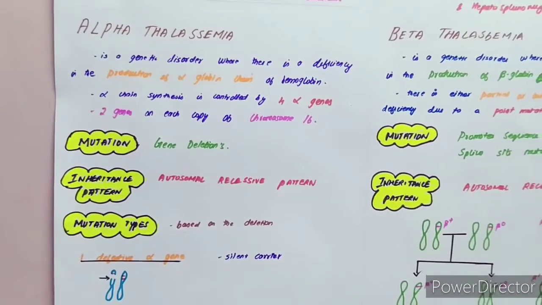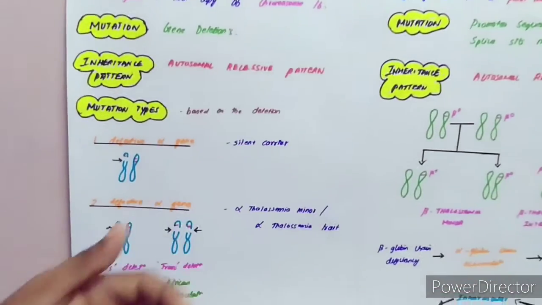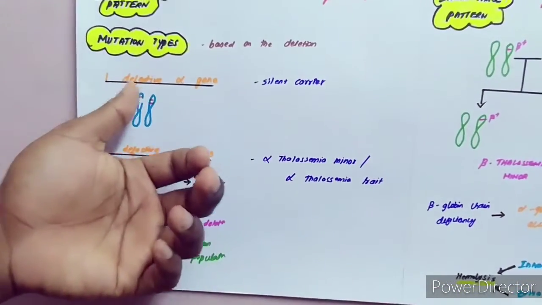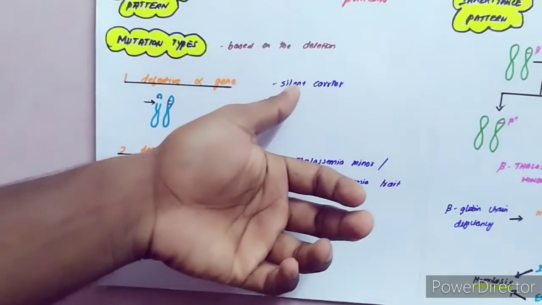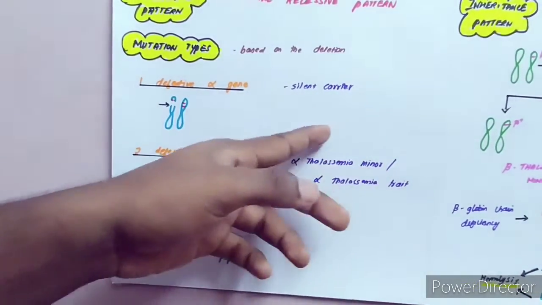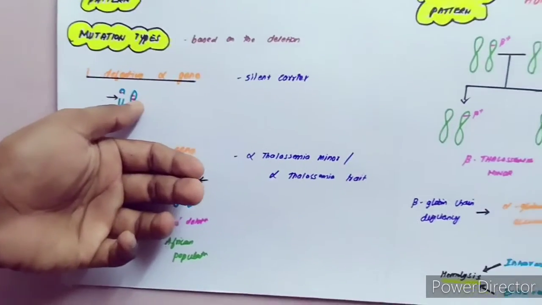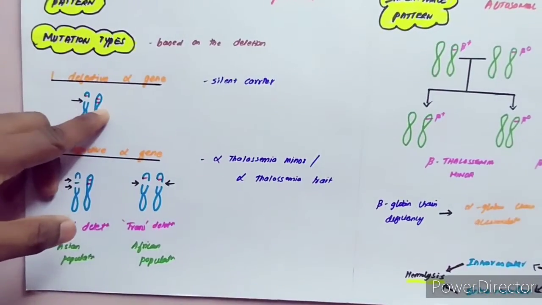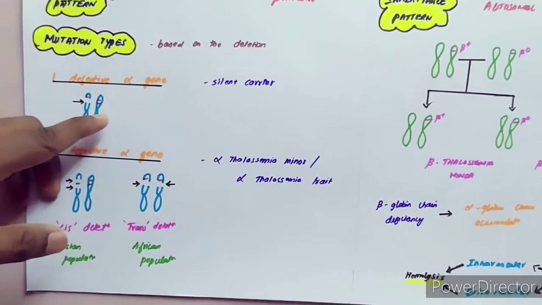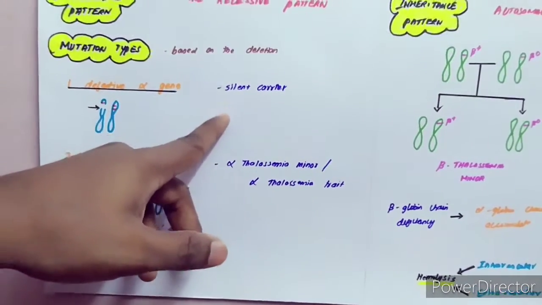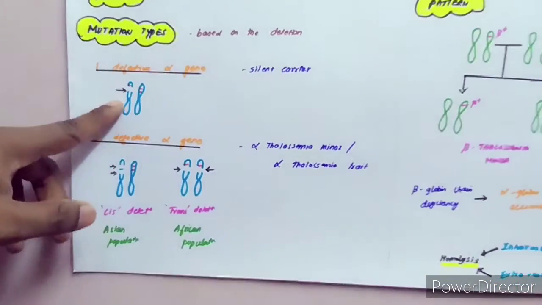Now, we'll see the mutation types based on the deletion. First, one defective alpha gene. If one defective alpha gene is there, they are known as silent carriers, where they are asymptomatic because 3 other functional genes are there which will produce enough alpha globin by which the person is healthy, but they can pass their gene to their offspring too.